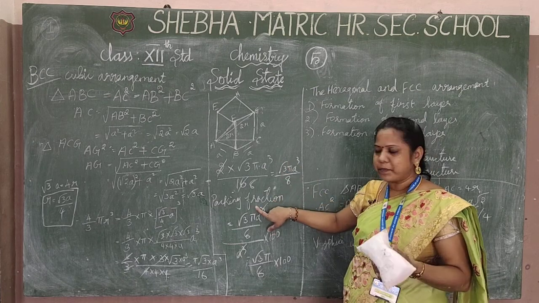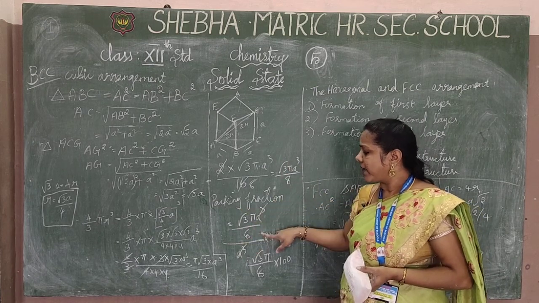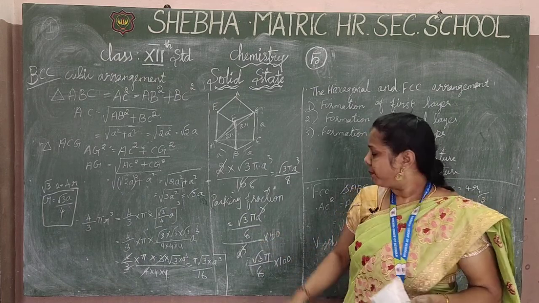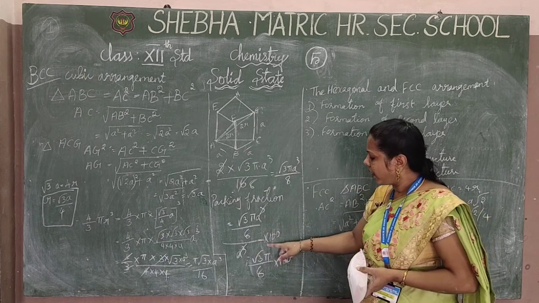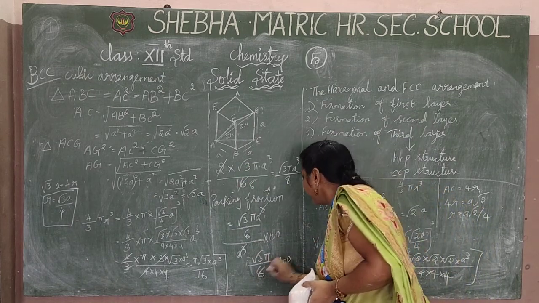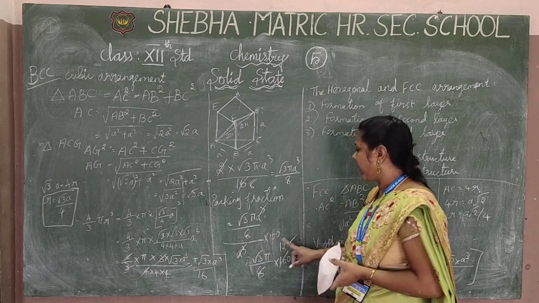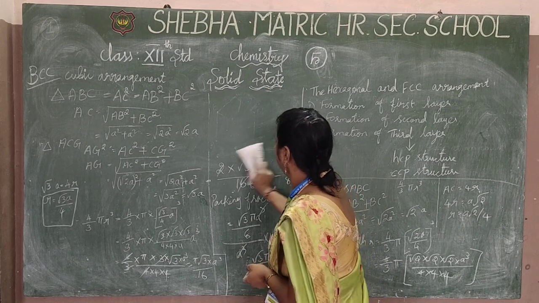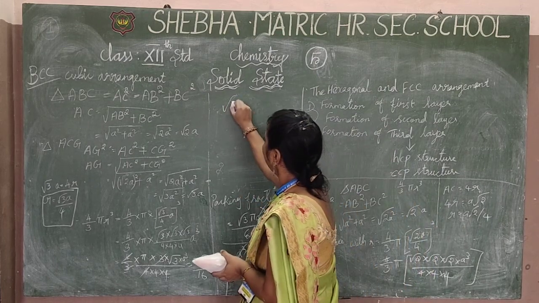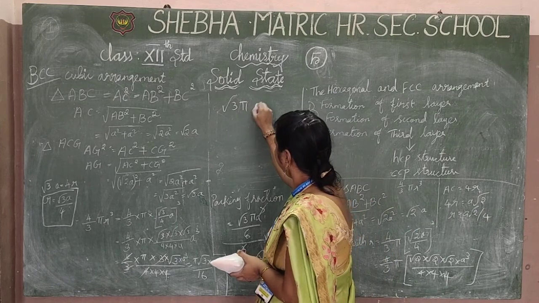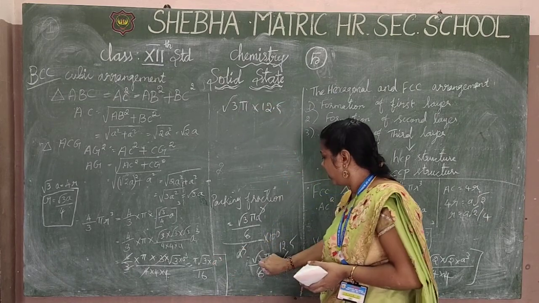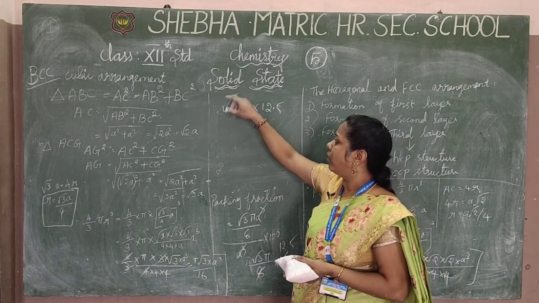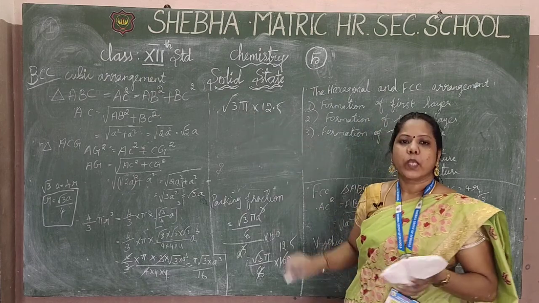So finally the step is the packing fraction. You have to divide it by the volume into 100, then only we can get the percentage of packing efficiency of BCC. Okay, and then I am going to cancel it, and 12.5 you have to get. So finally I am going to rub the diagrams. Root 3 pi into 12.5. So remaining, the values are only 3 terms: root 3 pi into 12.5.